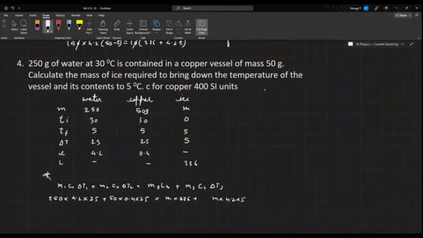This is 250 into 0.4 into 25. So this is going to give us 26750, and 4.2 into 5, 21 plus 336. So this is 357 M. So M will be 26750 upon 357.